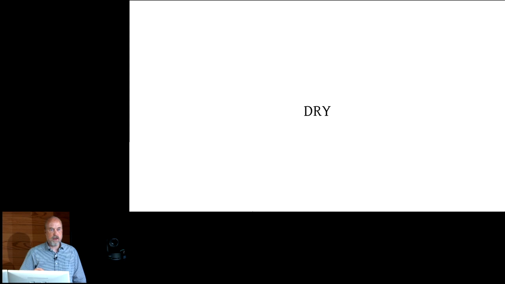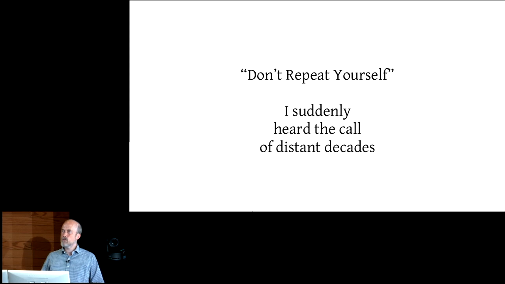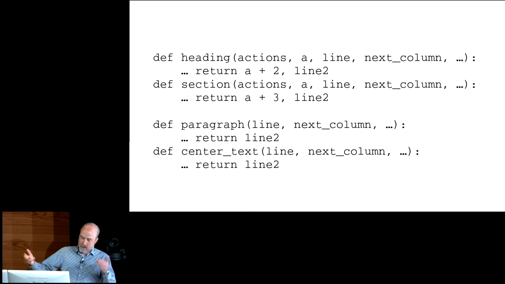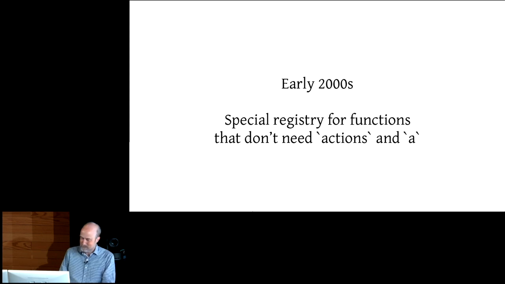This is a principle in programming called DRY: Don't repeat yourself. And when I thought of those words, I suddenly heard the call of distant decades. The 1990s called and said, from the practices back in the 90s, that in Python I can introspect functions to learn if they take actions arguments or not. So given a list of functions, I can just leave actions off of these argument lists and use Python's introspection abilities to know whether to pass those arguments or not. Ah, the 90s. Crazy times.